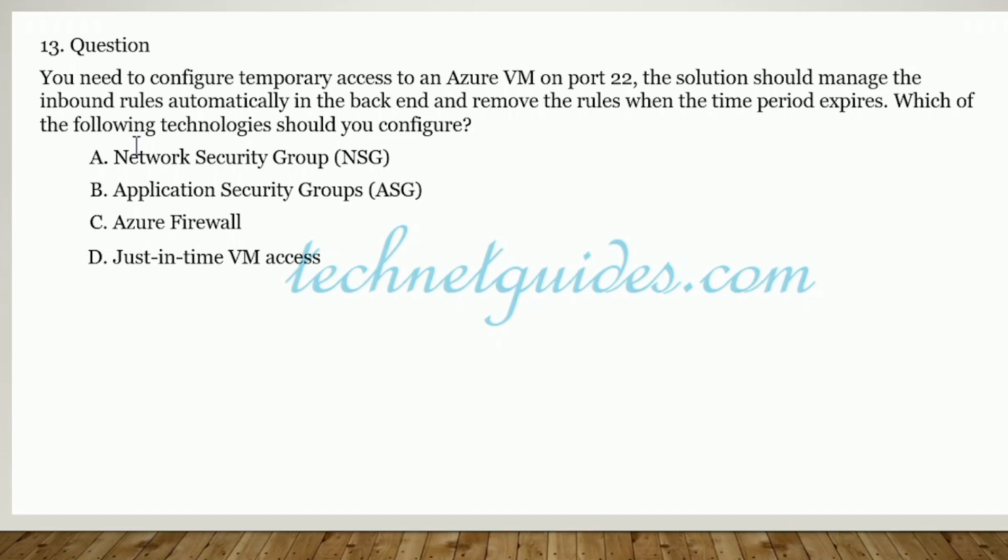Question number 13. You need to configure temporary access to an Azure VM on port 22. The solution should manage the inbound rules automatically in the backend and remove the rules when the time period expires. Which of the following technologies should you configure? Option A. Network Security Group (NSG). Option B. Application Security Groups (ASG). Option C. Azure Firewall. Option D. Just-in-time VM access. And the correct answer is option D, just-in-time VM access.